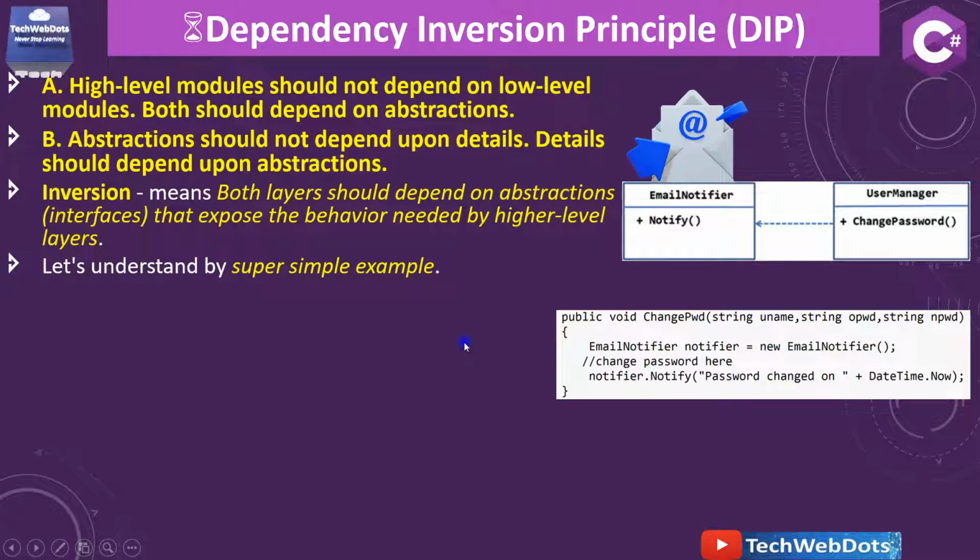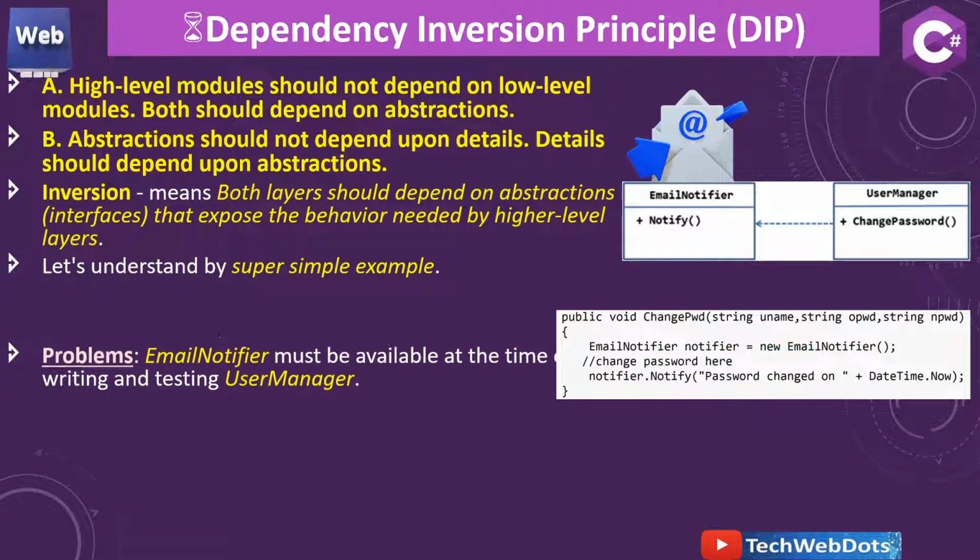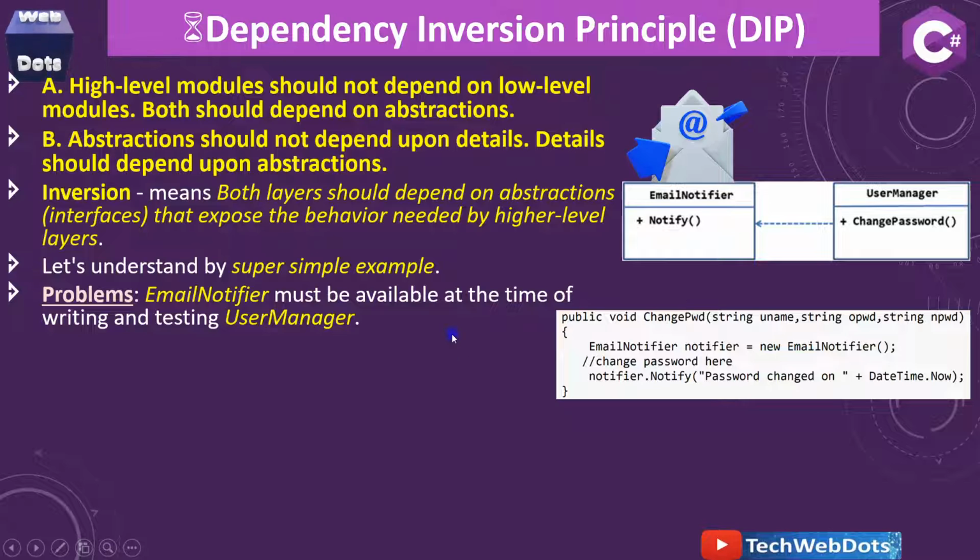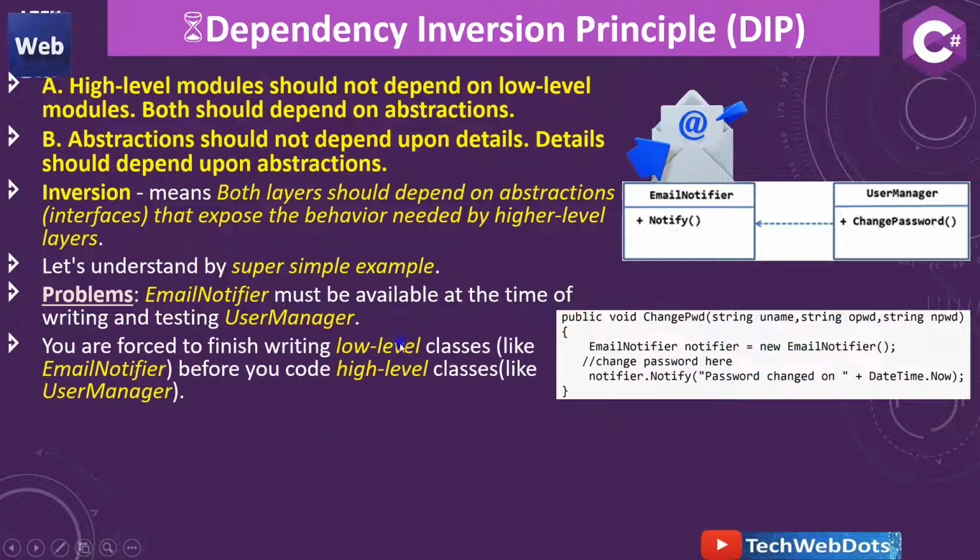But if you follow this way of solving such a problem, then we have to face many problems. So what problems can we face? The first thing is that the email notifier must be available at the time of writing and testing the user manager. It means you have to write all the dependent classes first to test or complete this user manager. Correct? You will agree with me on this. The second problem is that you are forced to finish the low level classes.